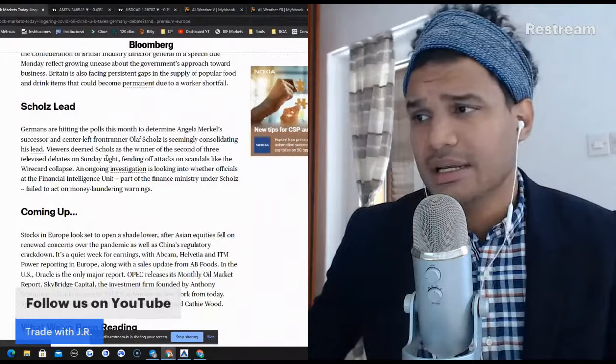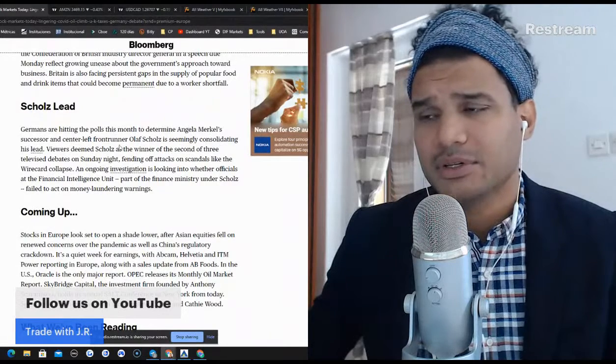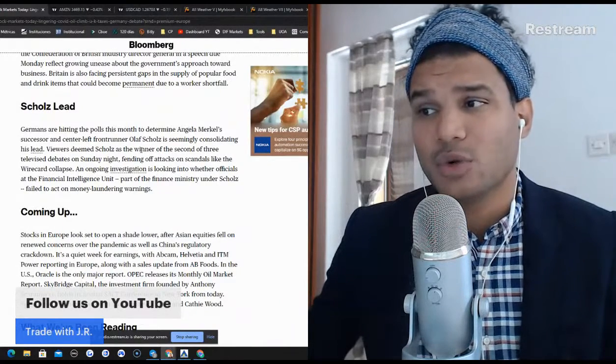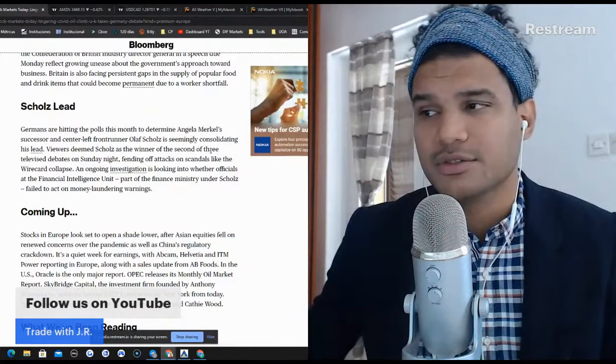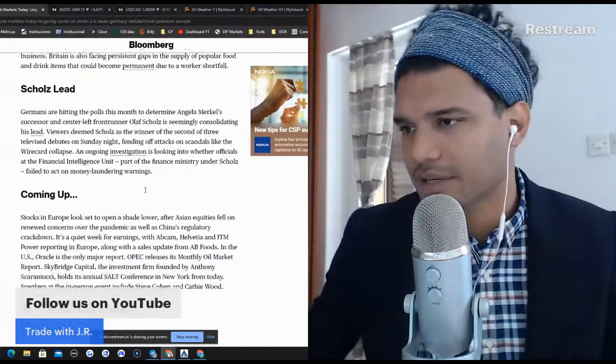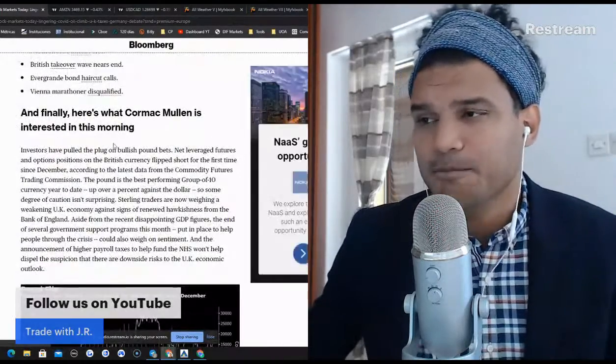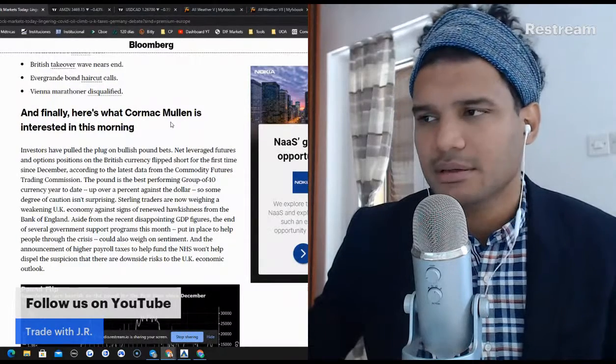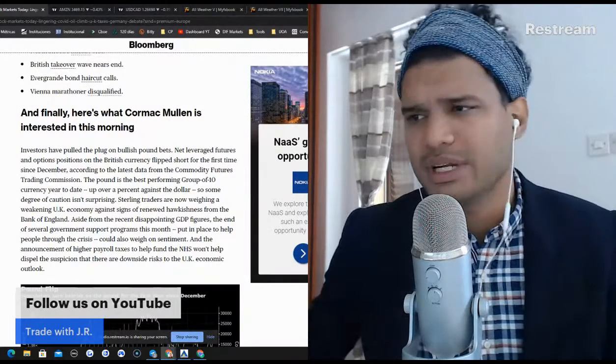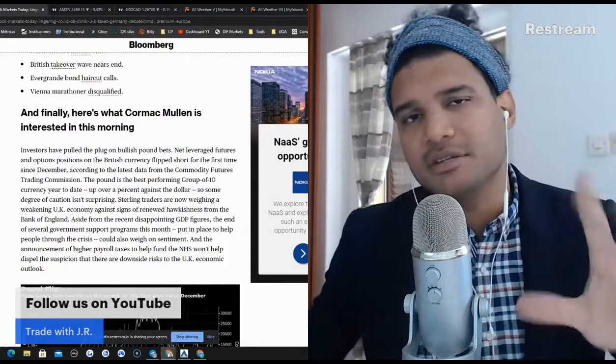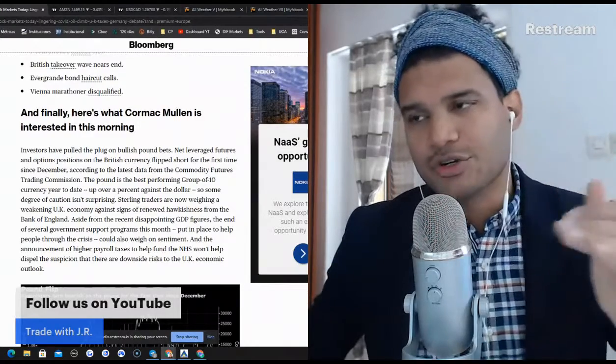Scholz in Germany, they're hitting the polls to determine Angela Merkel's successor, and center left front runner Olaf Scholz is seemingly consolidating his lead. Good for him. And finally, this is what Cormac Mullen is interesting this morning. This is at the end of the five things that you need to know. This is how they structure everything.